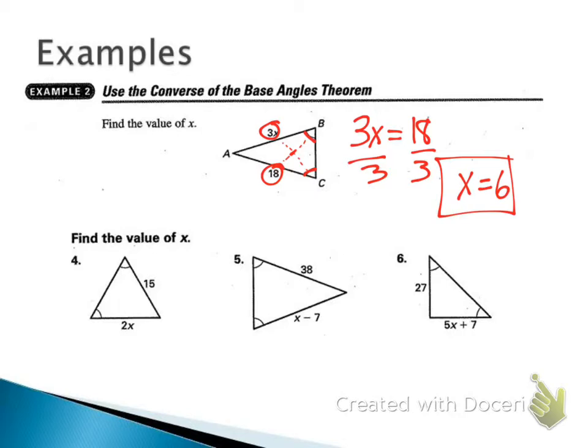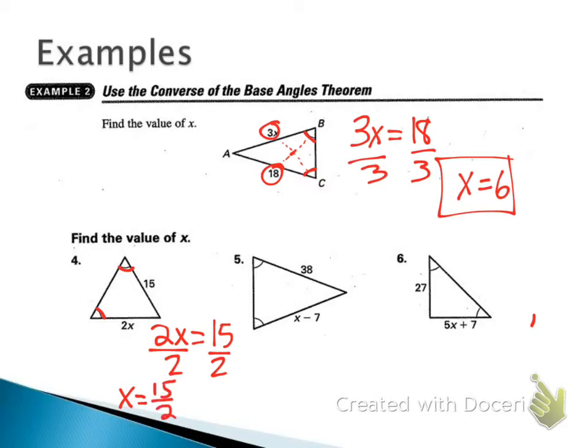Alright, number 4, what are you guys thinking? If these angles are congruent, what sides are congruent? The sides across. What's across from this one? 2x. What's across from this one? 15. So we know that 2x equals 15. If 2x equals 15, how can I find x? Divide both sides by 2. Good. So x equals 15 over 2.